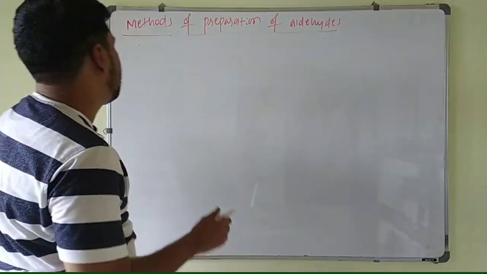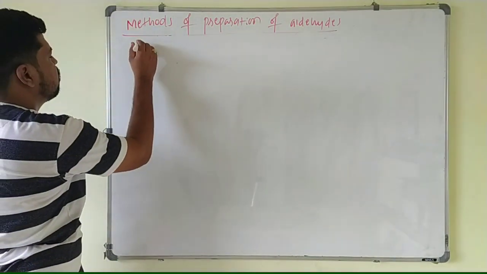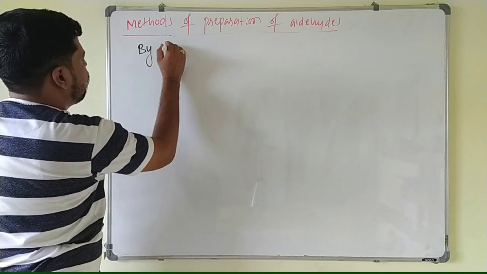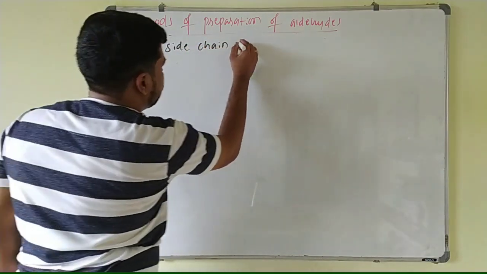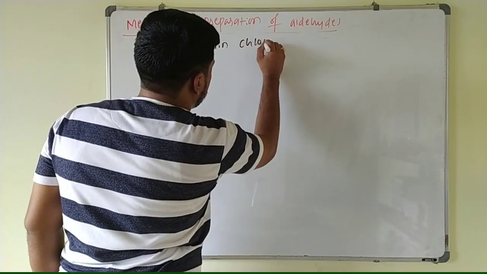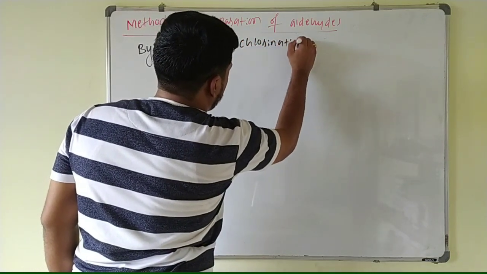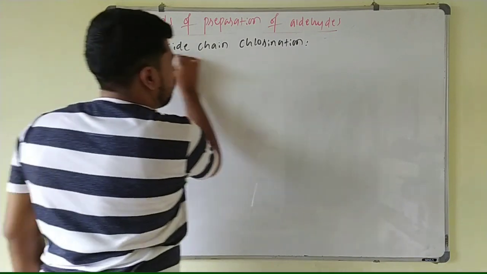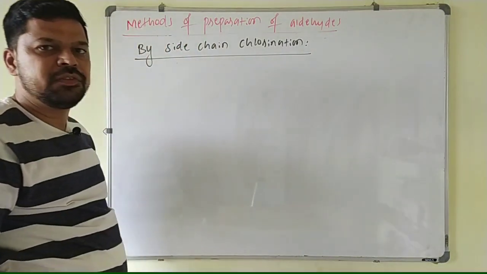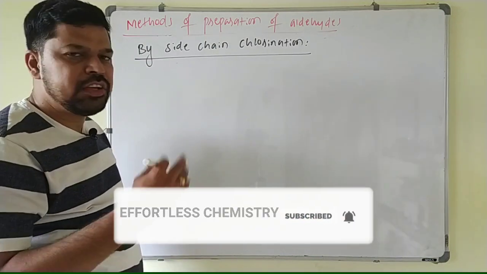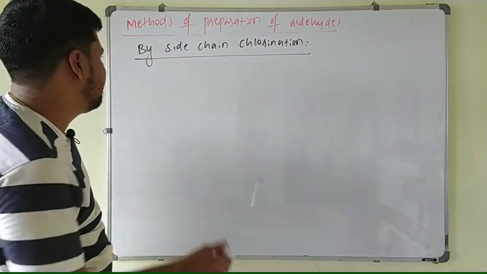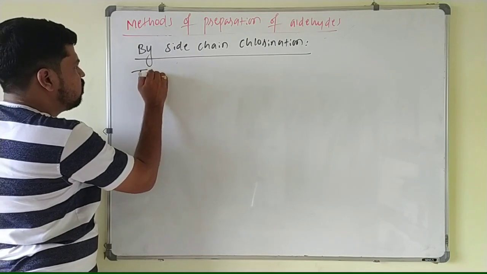Next method is by side chain chlorination. Toluene on treating with excess of chlorine in presence of sunlight forms benzyl chloride, which on hydrolysis gives what? Benzaldehyde here.